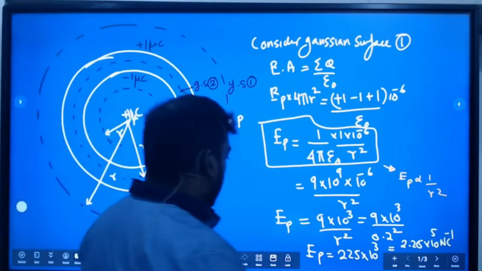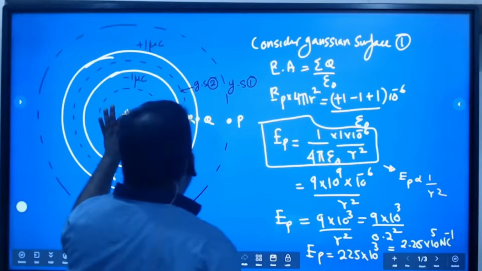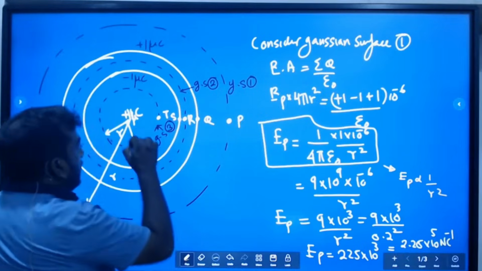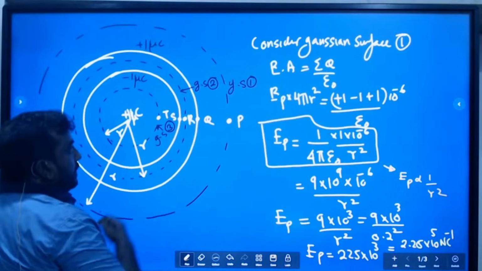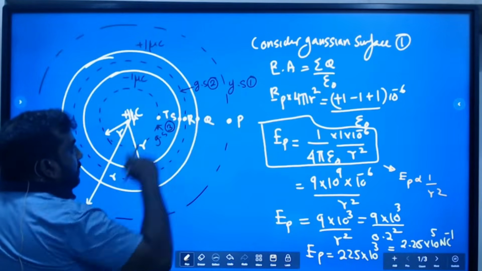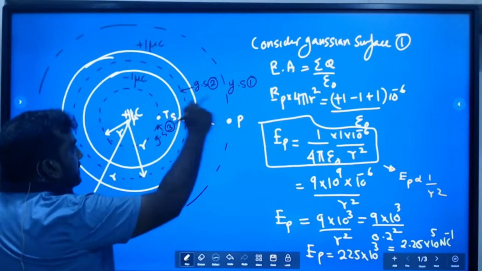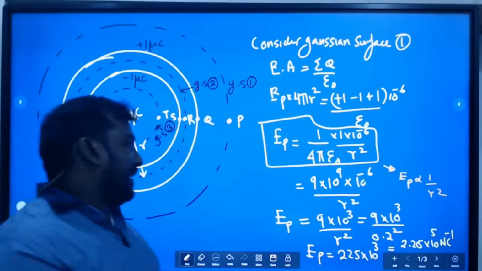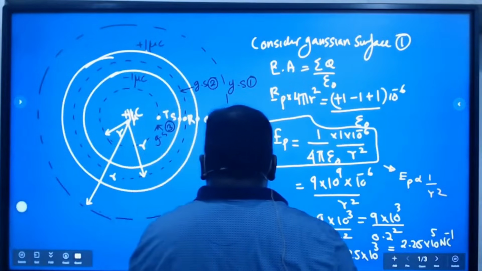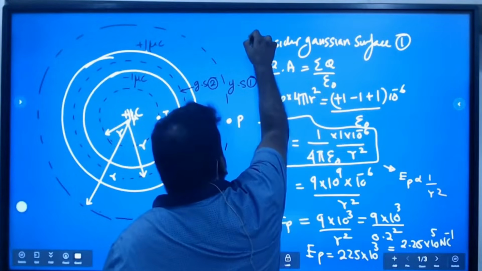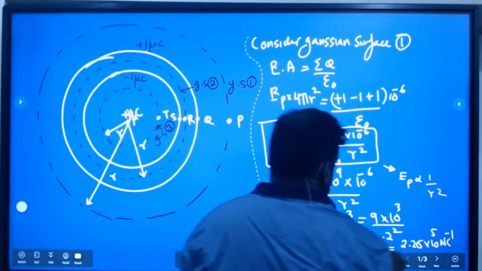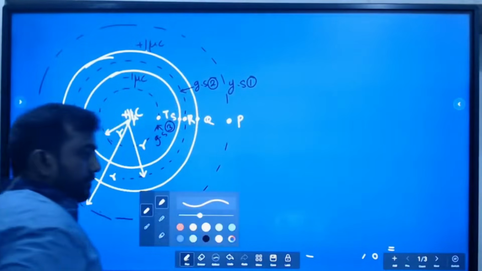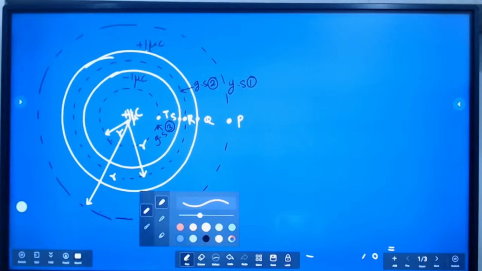At these locations, how do you find it? Very simple. Potential at P: because of this charge there will be a potential, because of that charge there will be a potential. So separately you must write. I will keep the same diagram and erase this part, because we have done this, so I can write the potentials there.